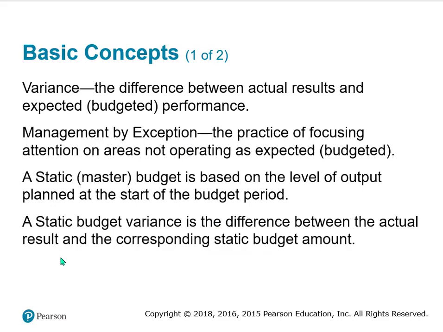So just to go over this real quickly, a variance is the difference between the actual results and expected performance. Okay, and the expected performance is also called budgeted performance. Management by exception is where we focus on the areas that need work. Static budget is another name for a master budget, and it's based on the planned output levels. That's what the static budget means. And the static budget variance is the difference between actual and budget.